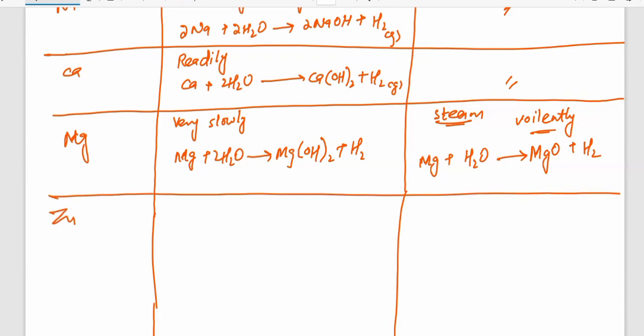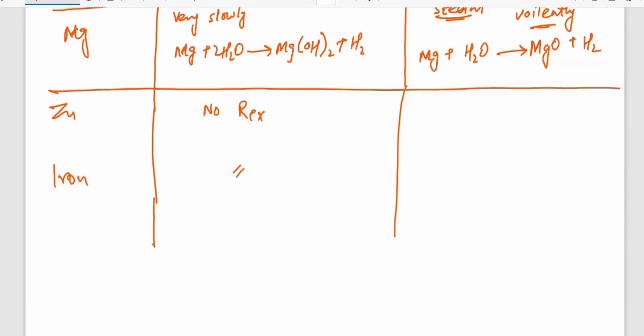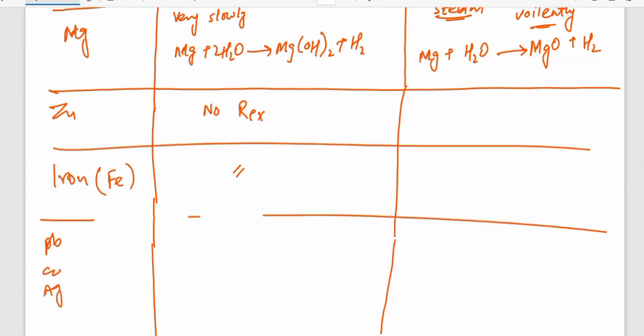Zinc reacts, no reaction occurs over here. Iron also doesn't react, no reaction. You will see that there are three which are called noble metals like lead, iron is Fe. So lead, copper, silver, they also show no reaction, and even they show no reaction with the steam. So it shows that they are very least reactive.